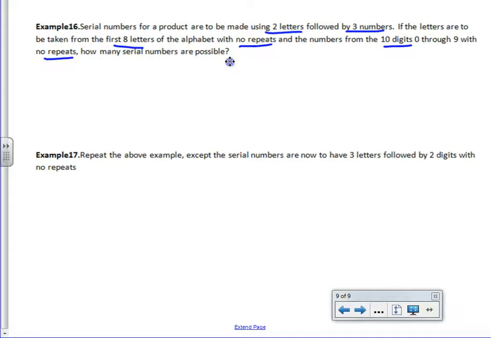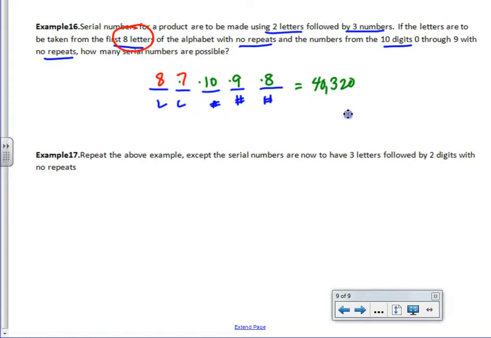Now you could set this up many different ways, but I like to set these up with just blanks. Counting principle, it helps me. Letter, letter, digit, digit, digit. For the letters, I'm only using the first 8 letters in the alphabet and I can't repeat. So that's 8 and 7. And then for the digits, 0 to 9 is 10 options, and I can't repeat. So the first time I have 10 options, but then I only have 9, and then I only have 8, and I'm going to multiply all these together, and I'm going to get 40,320.